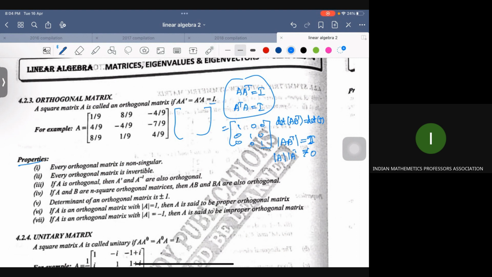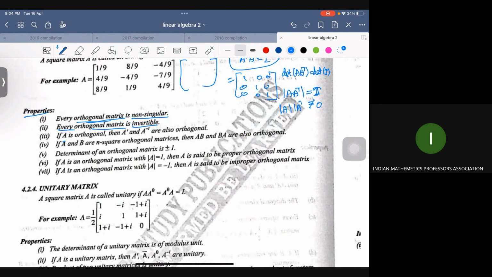The properties of determinants we will see later. Here, note that every orthogonal matrix is non-singular and every orthogonal matrix is invertible. That is, the inverse exists for every orthogonal matrix. If A is orthogonal, A transpose and A inverse are also orthogonal. A transpose A is equal to I. Here A inverse A is I. Inverse condition. Here A transpose is nothing but A inverse. That is, every orthogonal matrix is invertible. If A is orthogonal, A inverse is also orthogonal and A transpose is also orthogonal from this condition. If A and B are orthogonal matrices, then AB and BA are also orthogonal. There are proofs for this, but remember the properties alone.